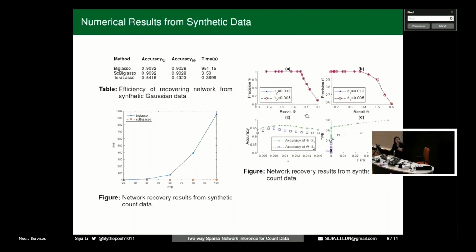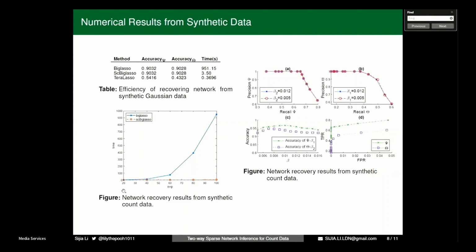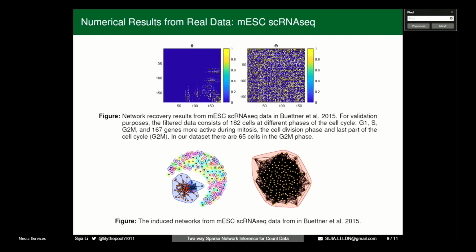Here are some results from synthetic data. As you can see, compared with previous methods, our method is much quicker, where the red line is our method and the blue line is a previous method, while we maintain good accuracy compared to this other method called Lasso. We can also get some decent ROC curves and accuracy, TPR and FPR, depending on the penalty parameters we're using.